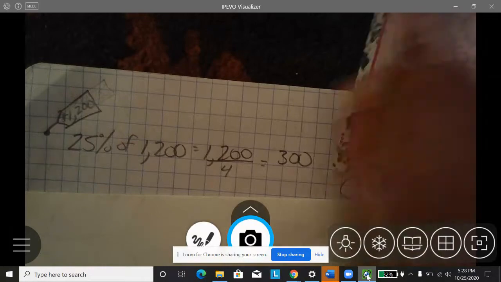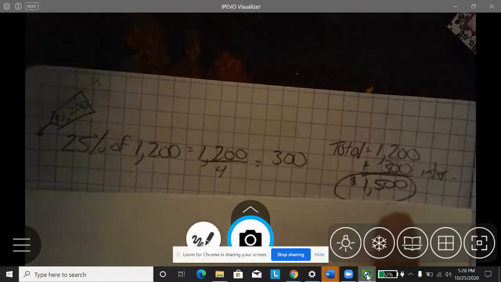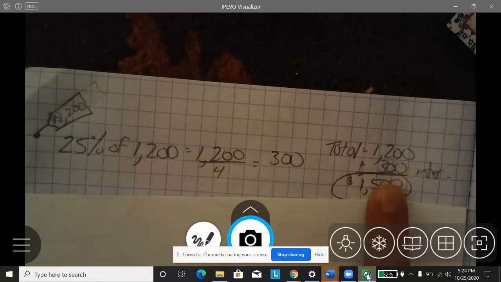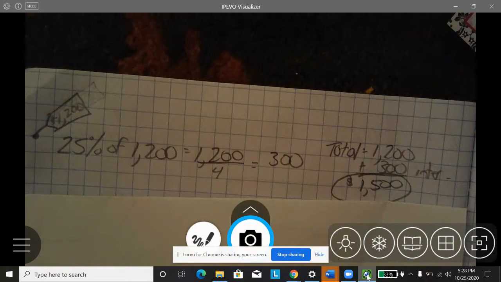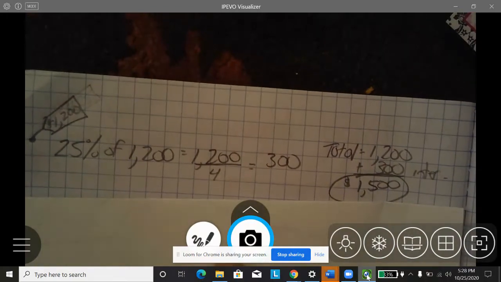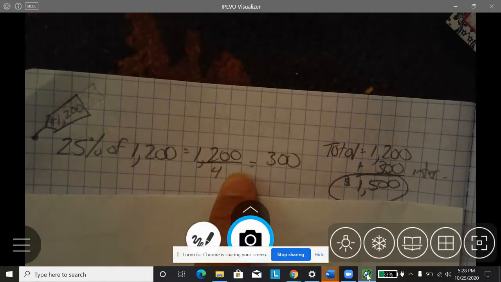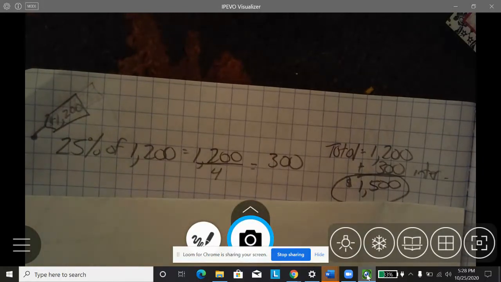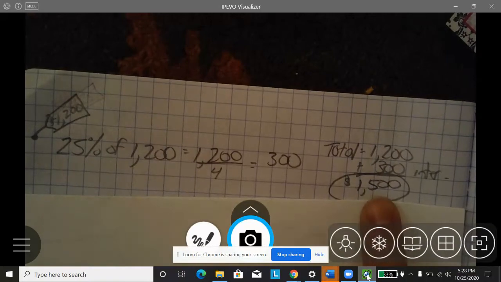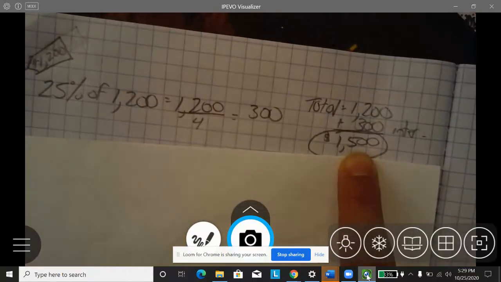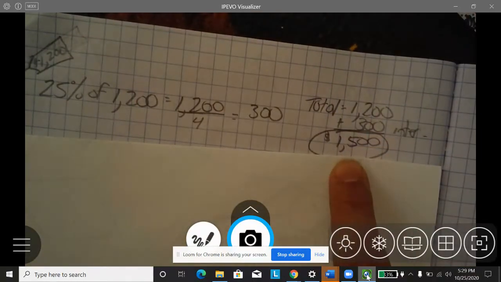Well, how much are you going to wind up paying for that item? You're going to pay $1,200. You have to pay the credit card company back for that, plus you got to pay them 25% interest. Well, we just calculated 25% interest is $300, because again, 25% is just a fourth, divided by 4. Then your total winds up being $1,500. So a $1,200 item becomes $1,500 because you have to add that $300 interest.